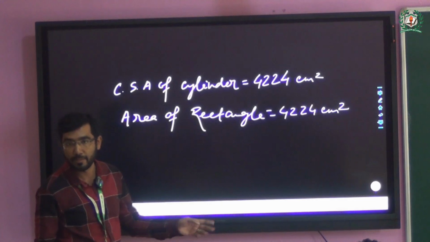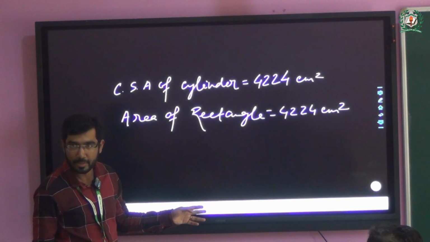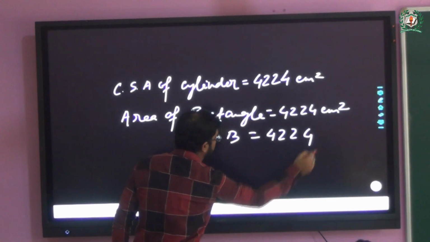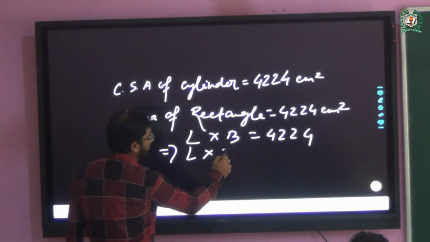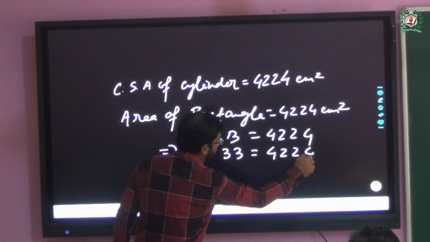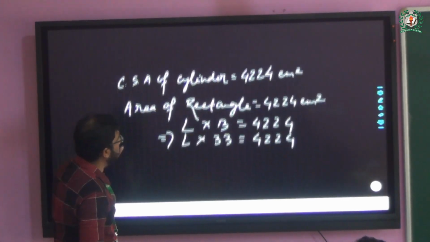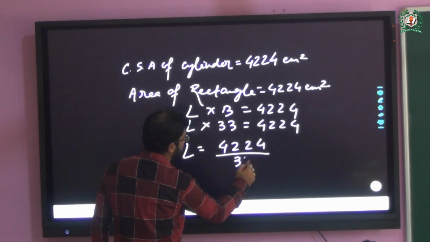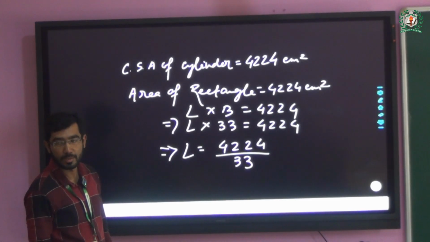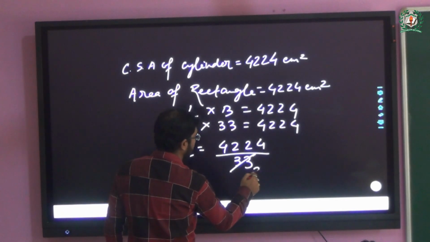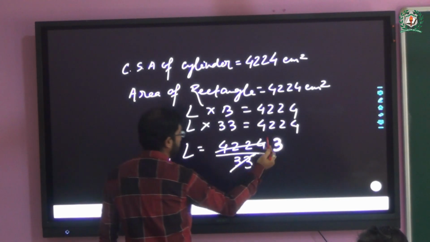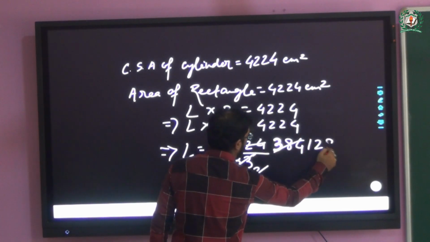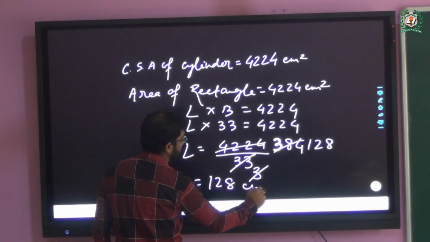Now what is the other information given about the rectangle? Width means the breadth here. So length into breadth equals 4224, or length into, in place of breadth we can write 33, equals 4224. Find out the length, that is 4224 by 33. Check what is coming by dividing. 11 3s are 33... So the length is coming 128 centimeter.